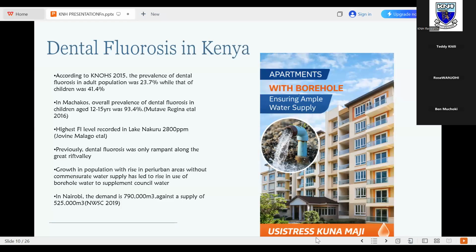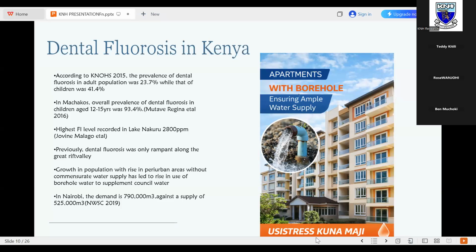Fluorosis in the adult population was 23.7%, while that of children was 41.4%. So there's a generational difference that shows that fluorosis is now higher than it was before. We have high prevalence in hotspots also in the country. For example, in Machakos, over 90% of the children have dental fluorosis.